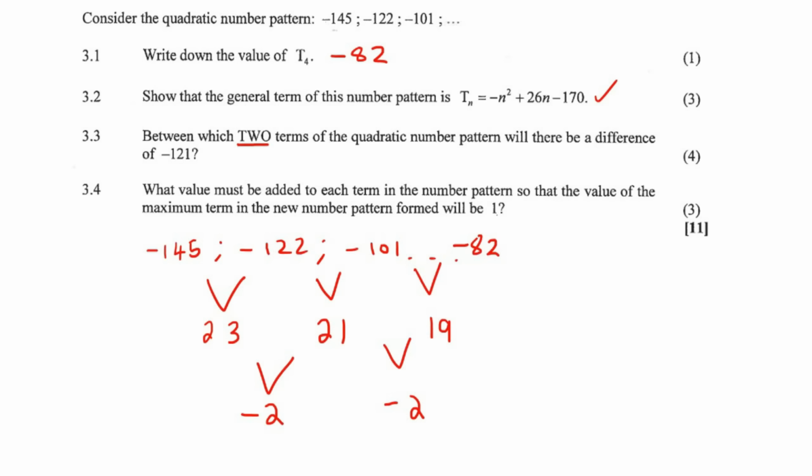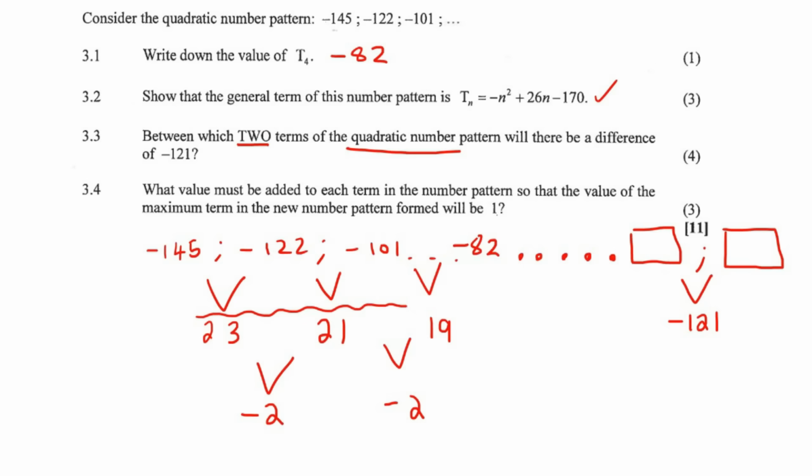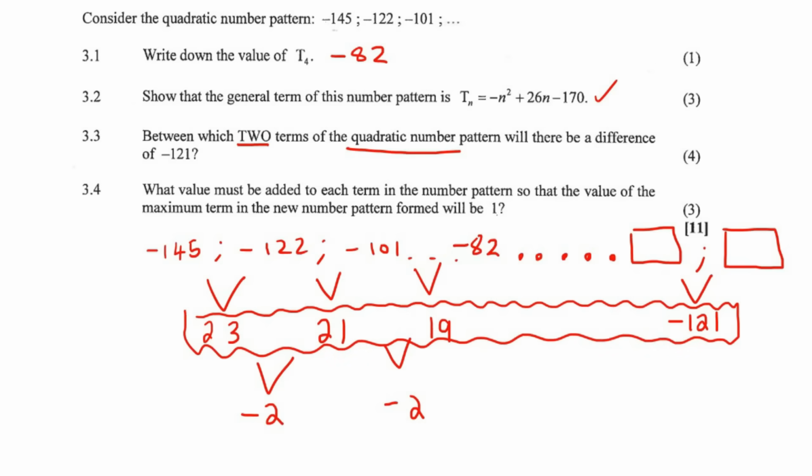They're saying between which 2 terms of the quadratic number pattern. So the quadratic number pattern is the one at the top. Okay, so let's imagine we go on for some time. We don't know how long we're going to have to go for, but eventually there's going to be these 2 terms next to each other, and if you look at the difference between them, it's going to be minus 121. And so in this pattern over here, eventually there's going to be a number that is minus 121, and we just need to go find that, and that's pretty easy.